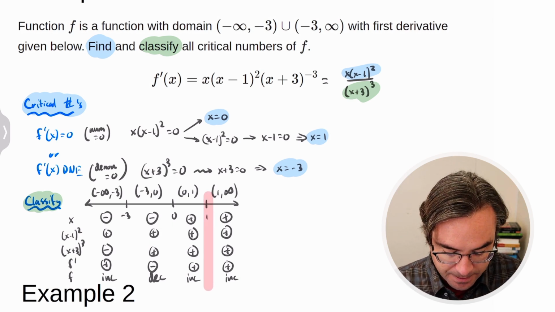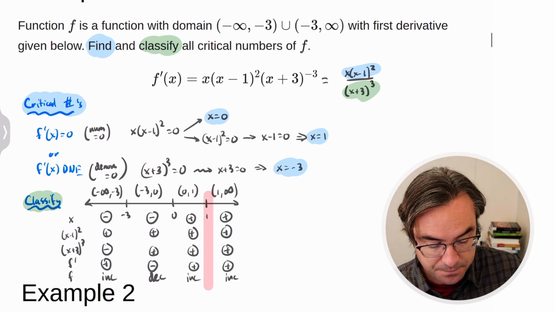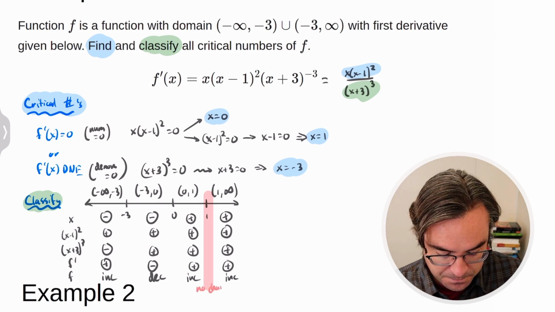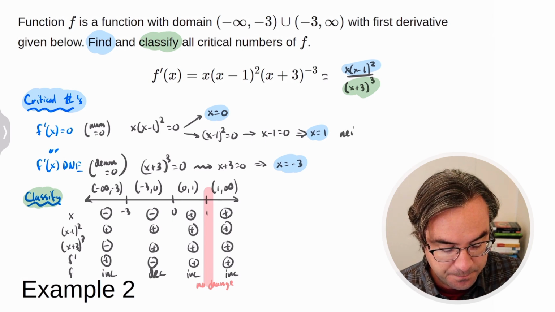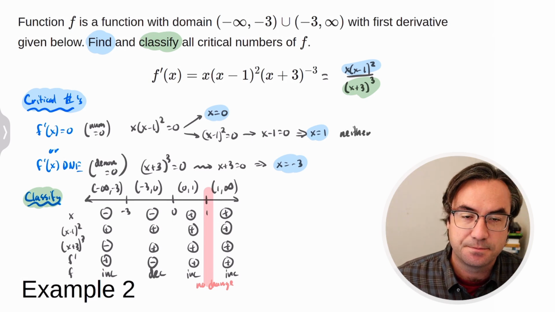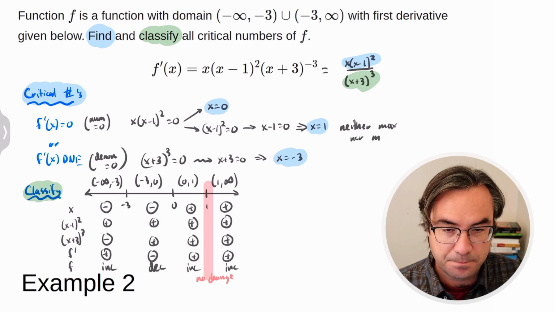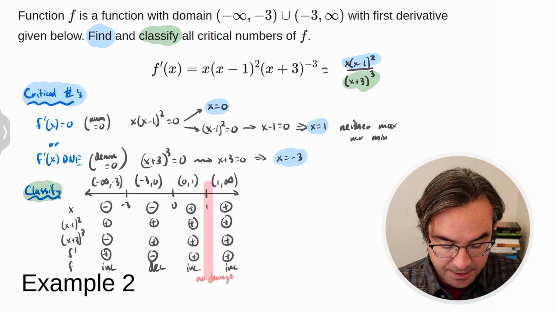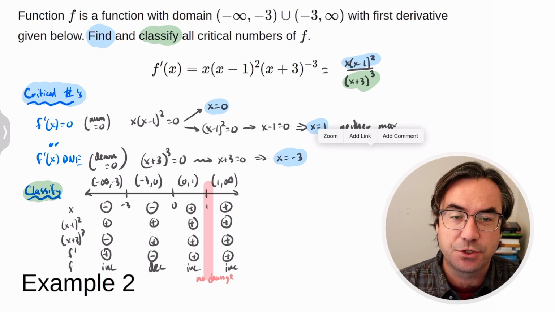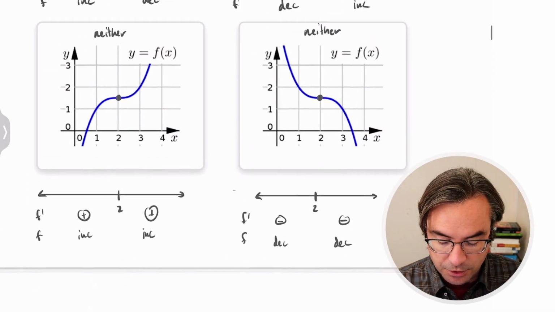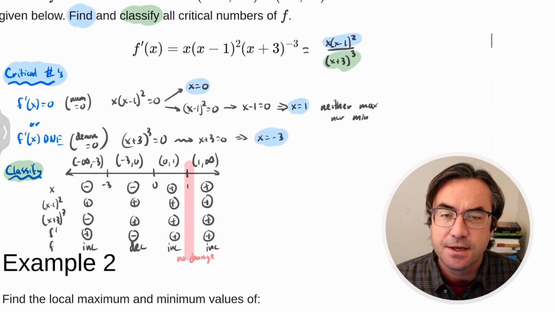That's one critical number. But if we look, we go from positive to positive. So there's no change. So that means x equals 1 is neither. It's neither max nor min. It's not a max there, it's not a min. And that's because we don't have a sign change. So if we were going to try to graph what the original function would look like, it would look something like this, right around that critical number. All right, so that's x equals 1.